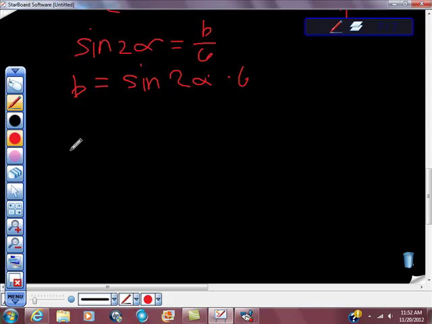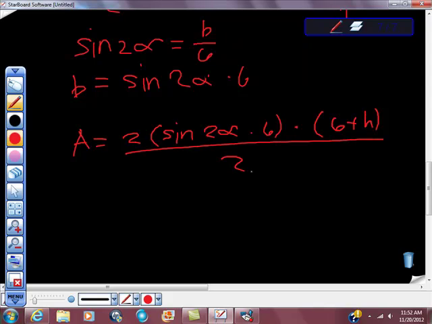And we're going to plug that in our equation again. So it's going to end up as A equals 2 times sine 2 alpha times 6 multiplied by the quantity of 6 plus h, all over 2. Really, you can just ignore the 2's because it always gets canceled out. So our whole equation now is sine of 2 alpha times 6 multiplied by 6 plus height. That is our answer for letter B.